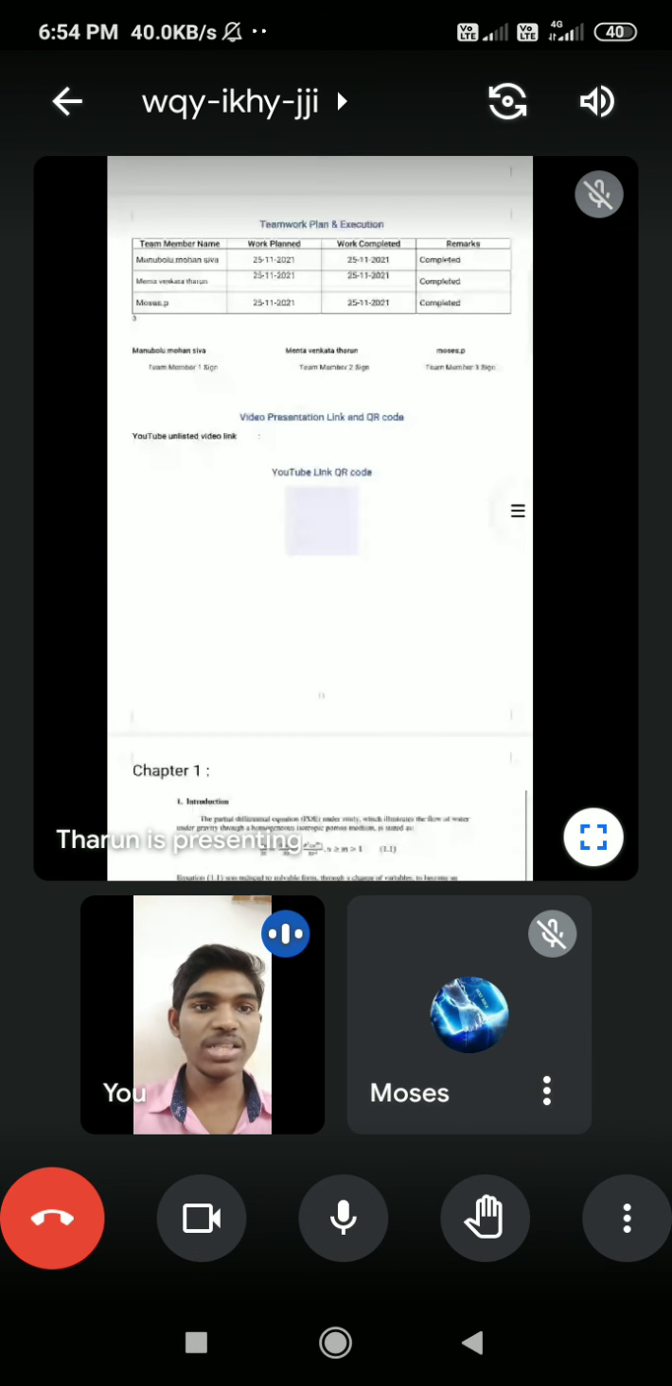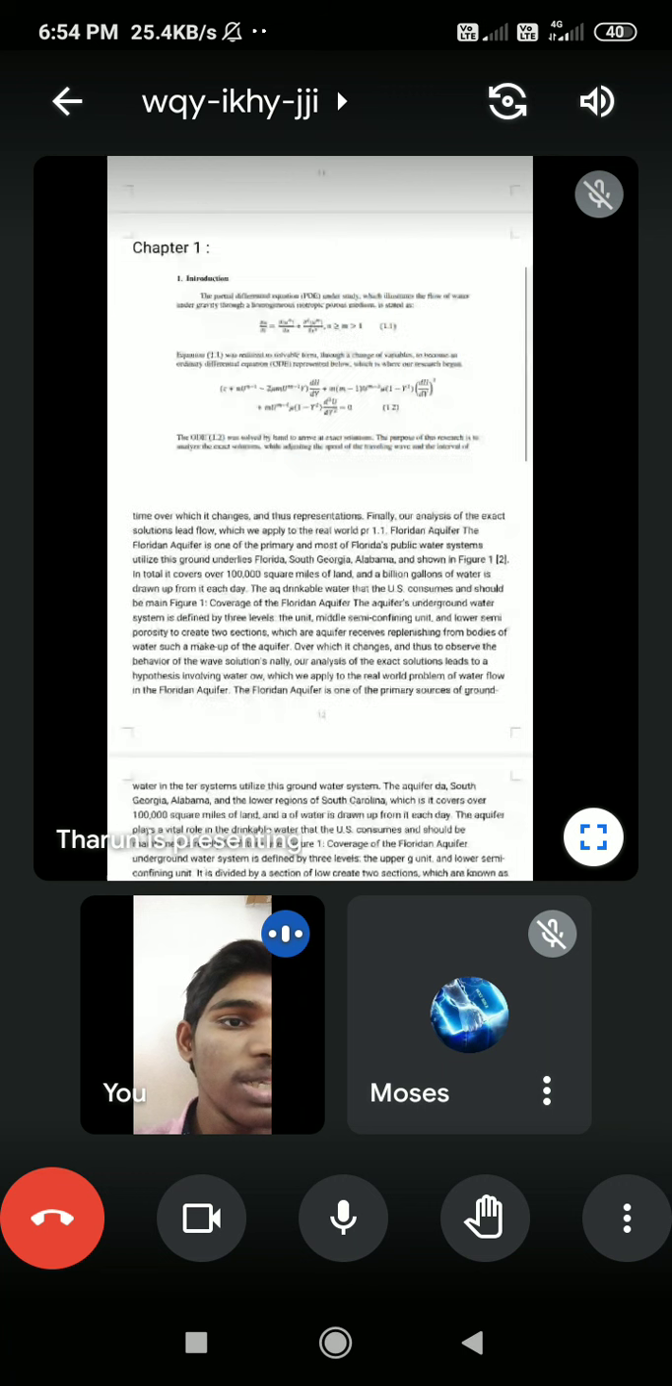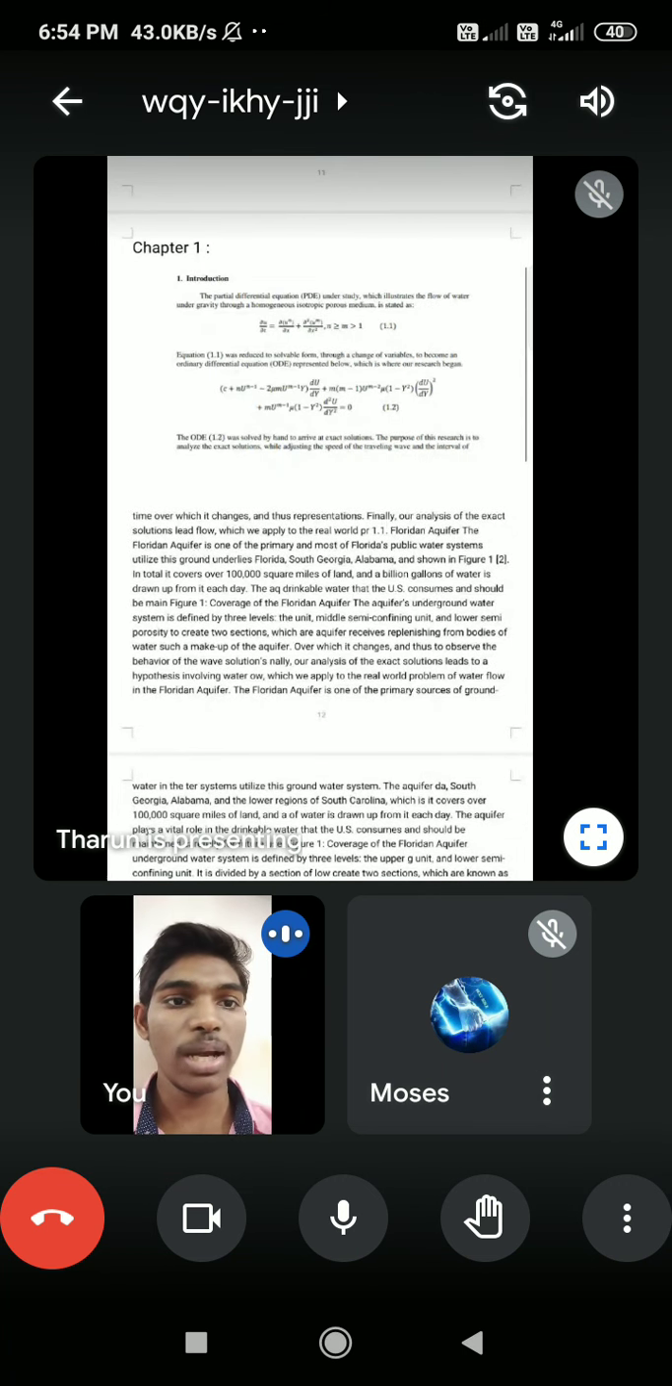Introduction. The partial differential equation under study illustrates the flow of water under gravity through a homogeneous porous medium and is stated as ∂u/∂t = ∂u/∂x + ∂²u/∂x². The equation was reduced through a change of variables to an ordinary differential equation, represented below.